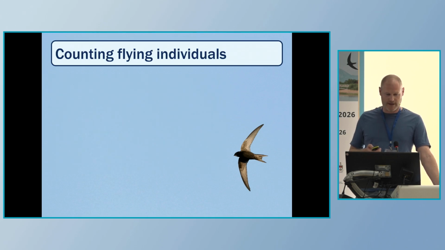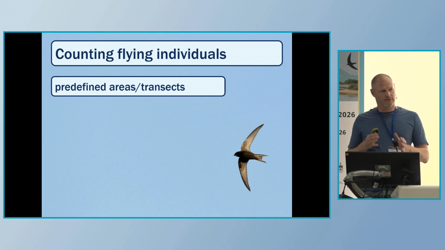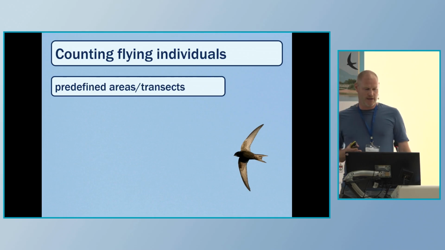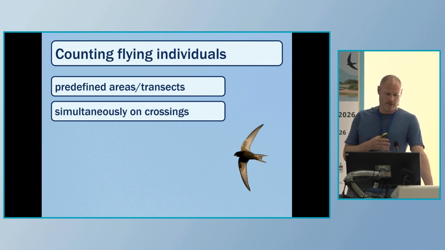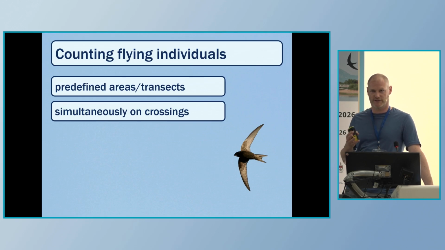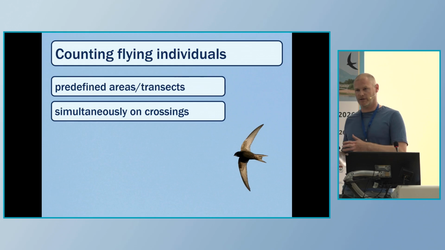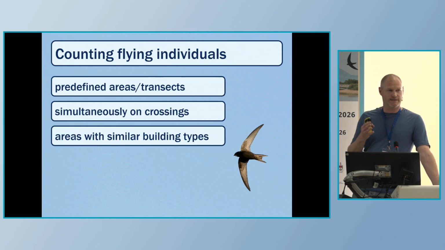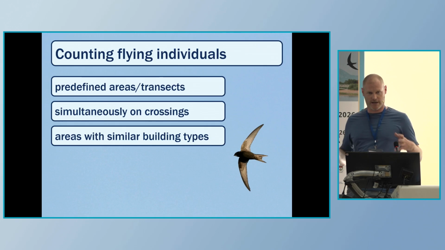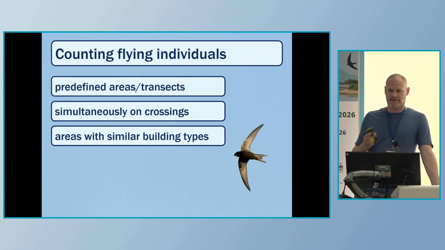The method of counting flying individuals is in predefined areas or transects, which represent a different building type. Or you can do it simultaneously on a spot where you can have a good view over the sky. In cities, this is normally street crossings. In areas or in transects, you go steadily for a certain amount of time and you count the flying individuals. And these areas should have a similar building type, because this is representative for a larger area in the city with the same building type.